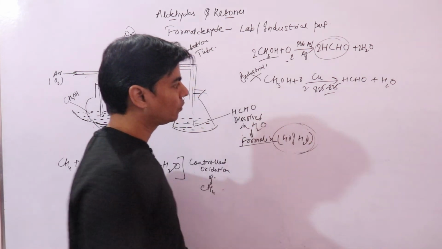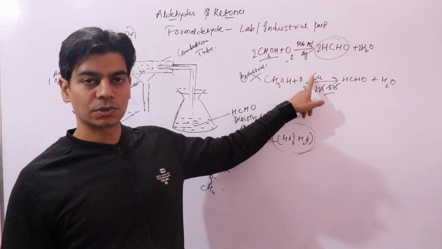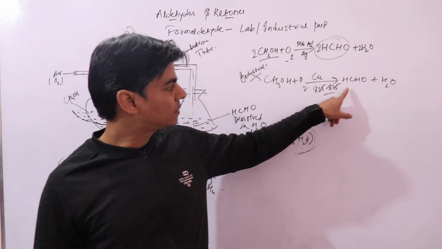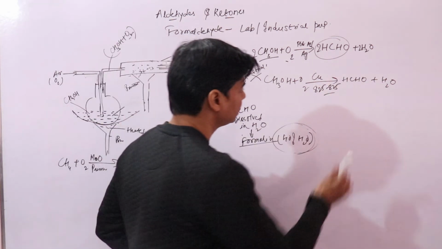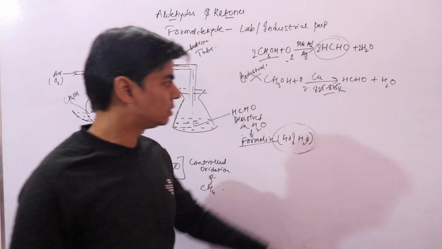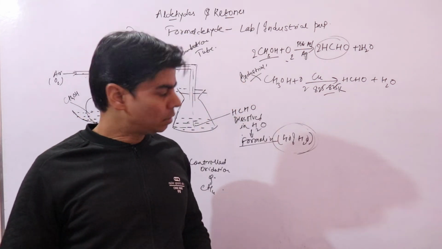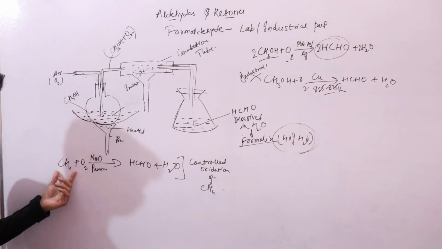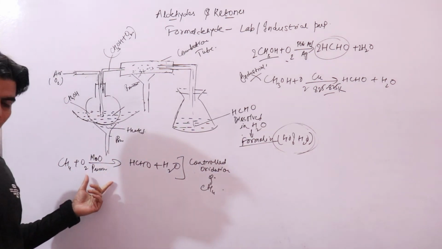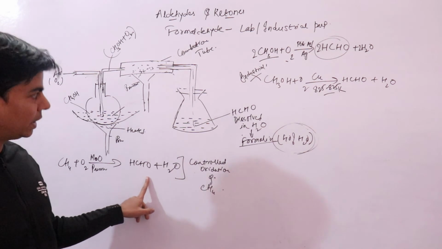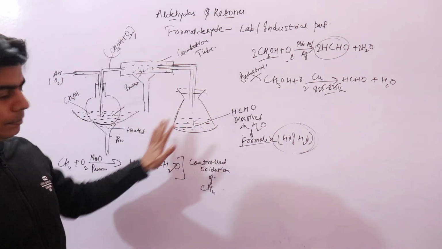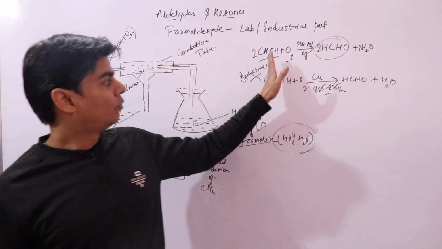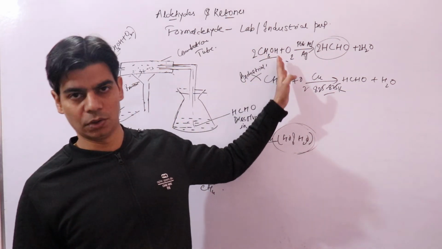First is oxidation of methanol in the presence of copper catalyst at 825 to 875 degrees Celsius. No, sorry, Kelvins, not Celsius, Kelvins, where it forms formaldehyde. Then you have controlled oxidation of methane in presence of molybdenum oxide under pressure. It forms formaldehyde, and this is your lab setup for the preparation of formaldehyde via oxidation of methanol.